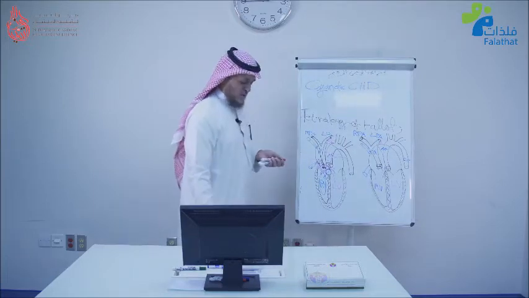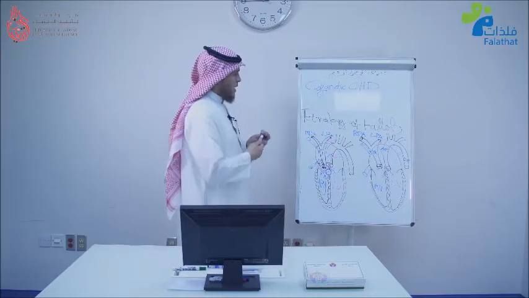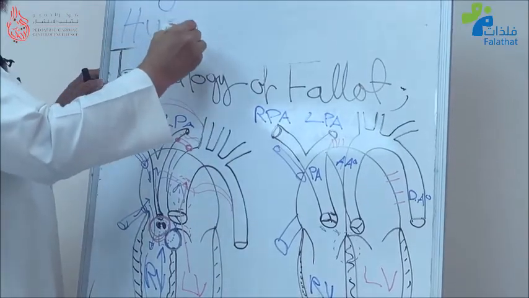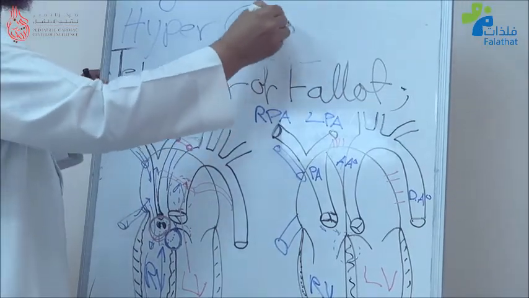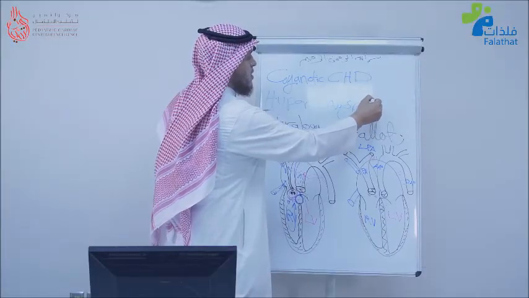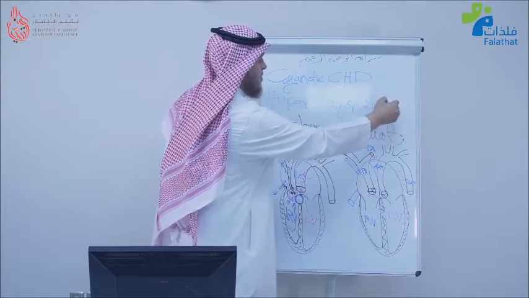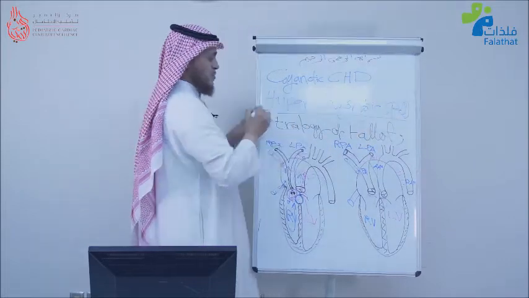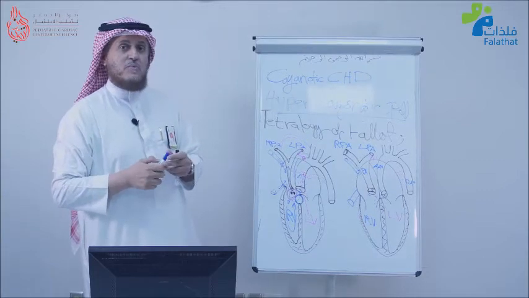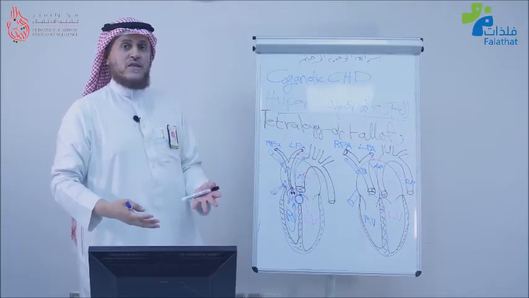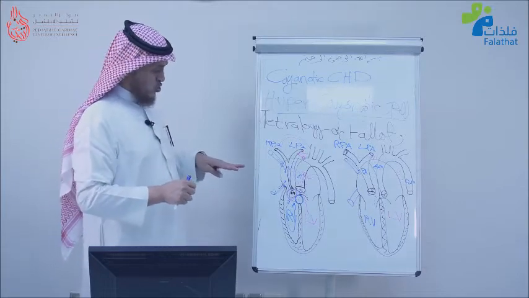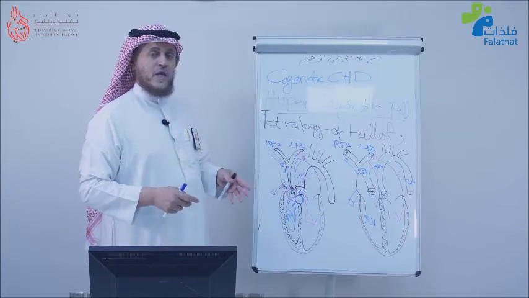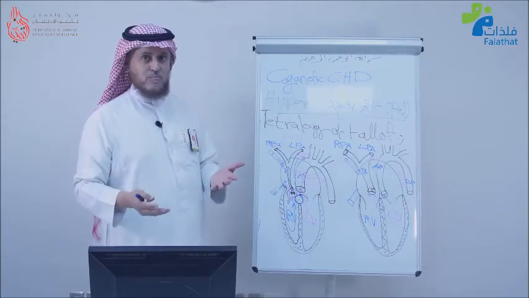So tetralogy of Fallot may have what we call a hypercyanotic spell. What is that? What's a hypercyanotic spell? It is a stage where the patient becomes suddenly much more cyanotic than the baseline. And this relates usually to sudden or significant contraction of the muscles below. And this comes mainly from tachycardia.